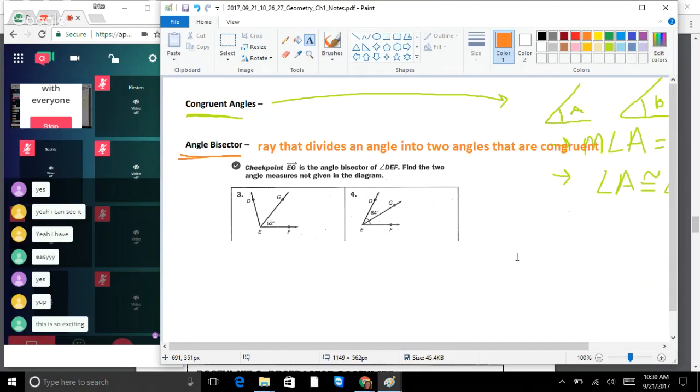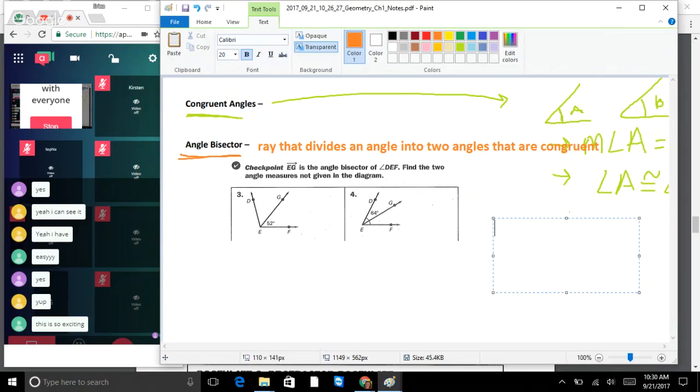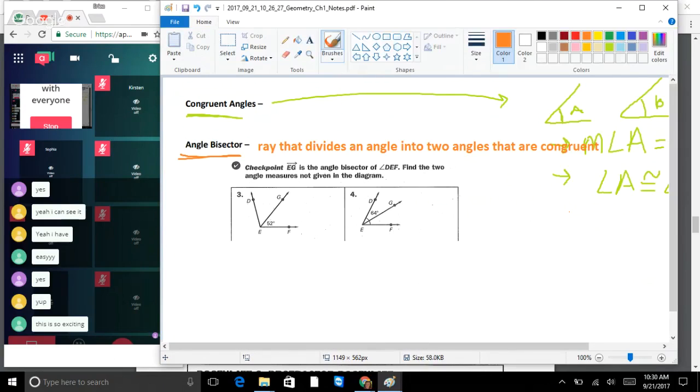So if I have an angle hanging out here, this is my awesome orange angle. If I wanted to do an angle bisector, my angle bisector is going to be a ray that divides my original angle into two congruent parts. And remember, congruent means equal. So that means that this angle would be congruent to this angle.